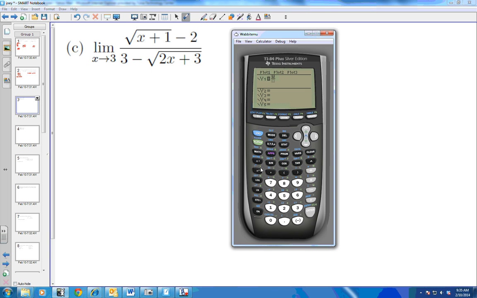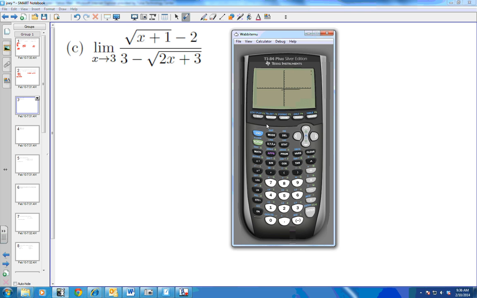So I'm going to hit y equals, clear that out, and then I'm going to use my fraction button again. So I have the square root of x plus 1 minus 2 over 3 minus the square root of 2x plus 3. Okay. Now, I'm just going to graph this in the standard viewing window right now.